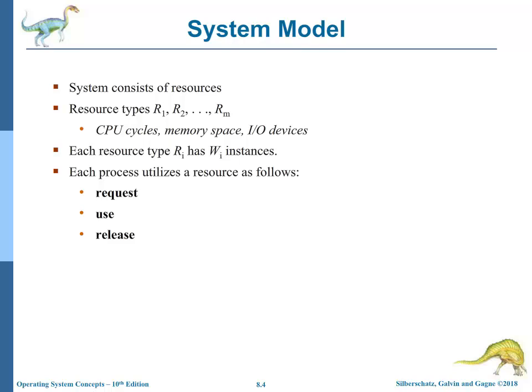A thread may utilize a resource in only the following sequence. The thread requests the resource. If the request cannot be granted immediately, then the requesting thread must wait until it can acquire the resource. The thread can operate on the resource, so use this resource. And when finished, the thread releases the resource.